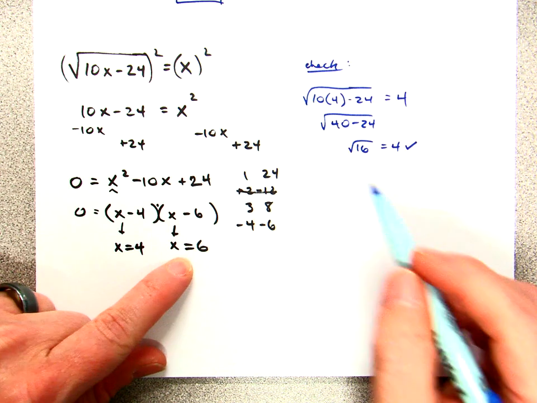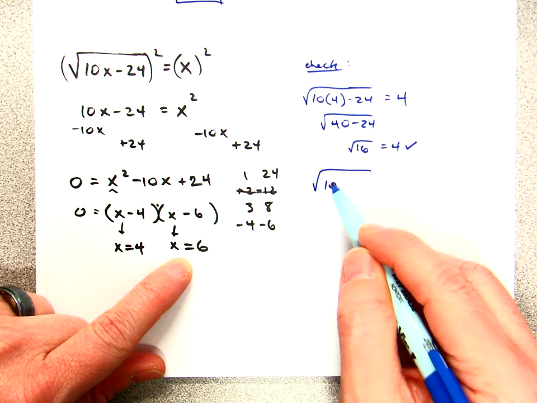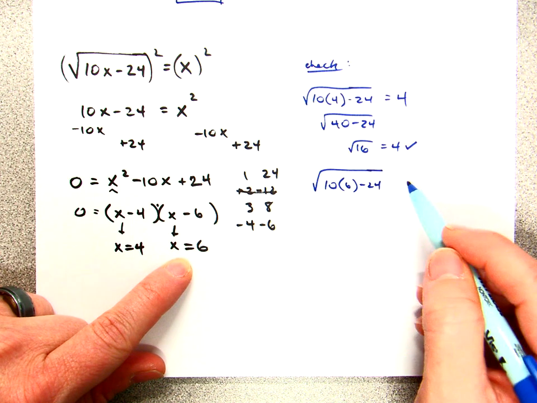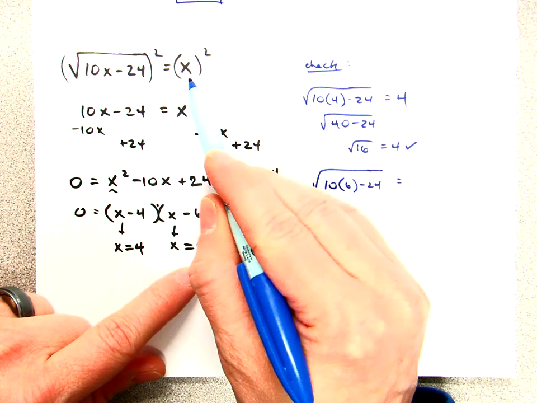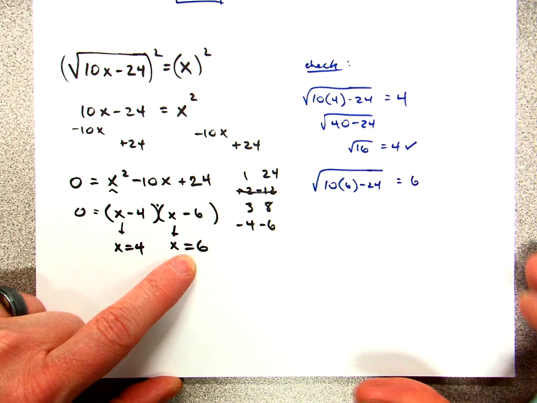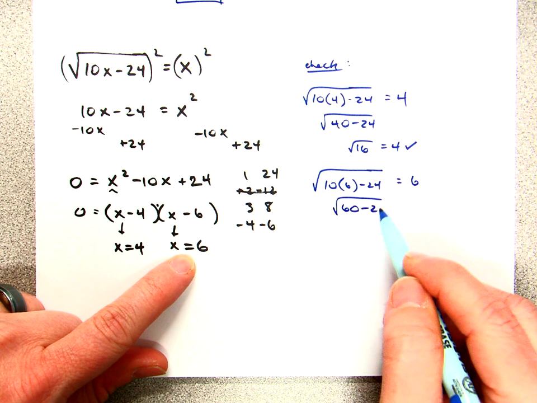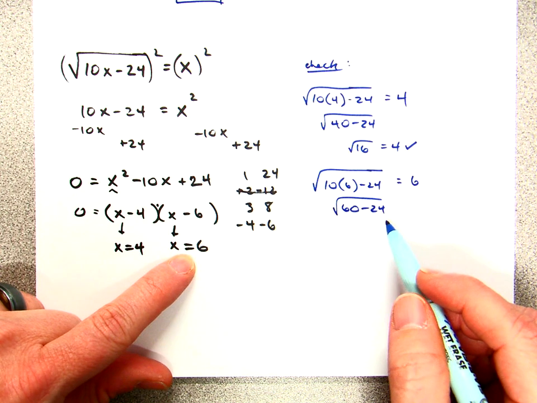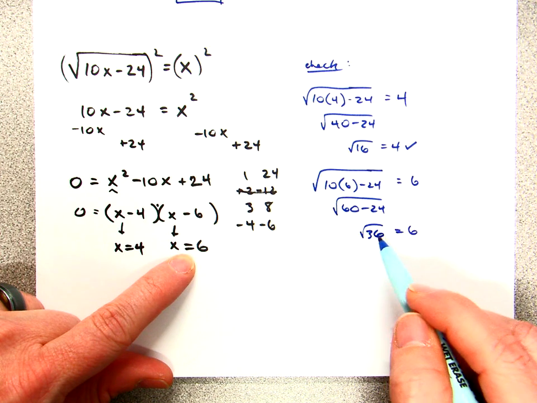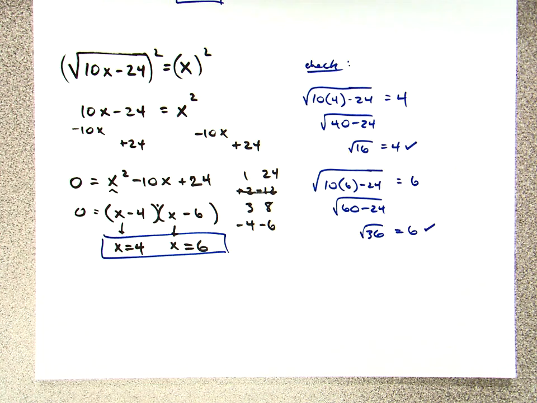So let's try 6. So again, plugging it into the original, this is the square root of 10 times 6 minus 24 equals x, right? Not 4, because x was 4, so equals 6. So what do we got? 10 times 6 is 60 minus 24. 60 minus 24, what's that, 36? And square root of 36 is 6, so yeah, they both work. So 2 solutions here.